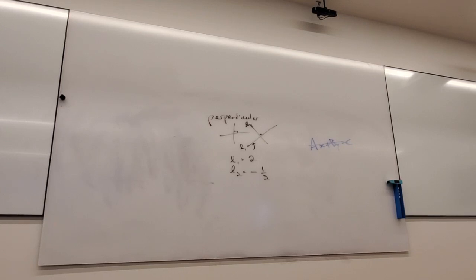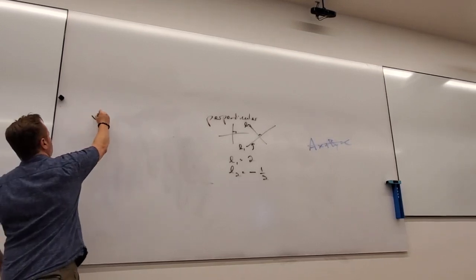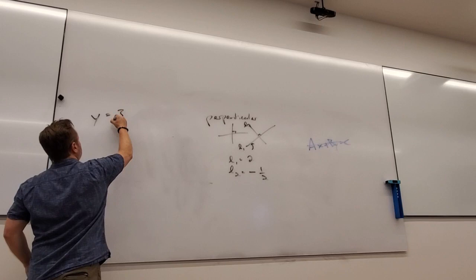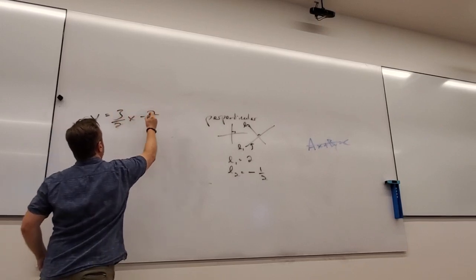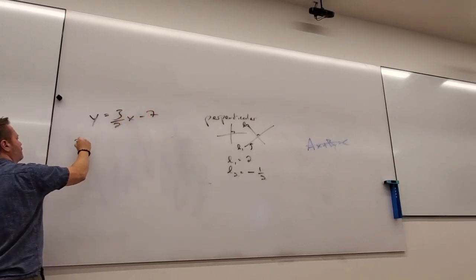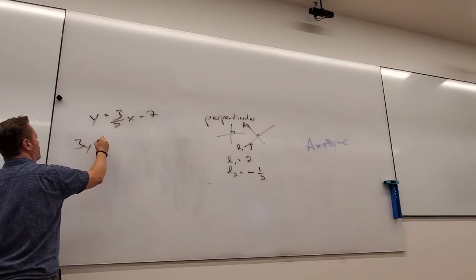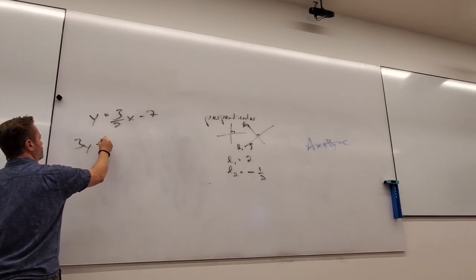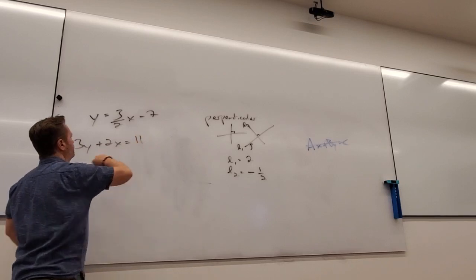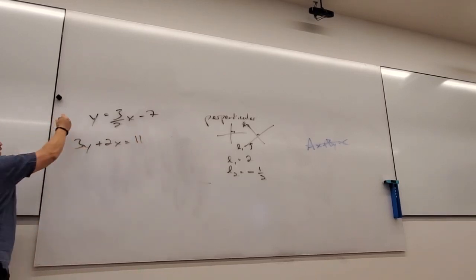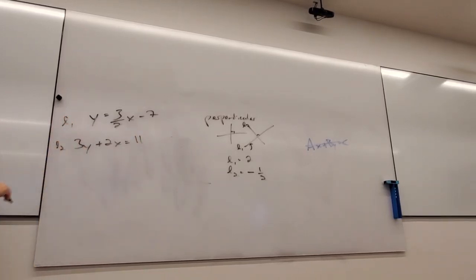So for example, parallel is easy, yes? If I had a line y equals 3 halves x minus 7, and I have 3y plus 2x equals 11. So this is line 1, this is line 2. If I ask you, are those parallel or perpendicular or neither, because obviously they could be not parallel but not perpendicular, right? What would you do?